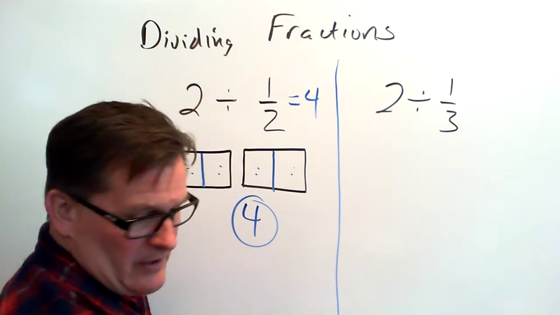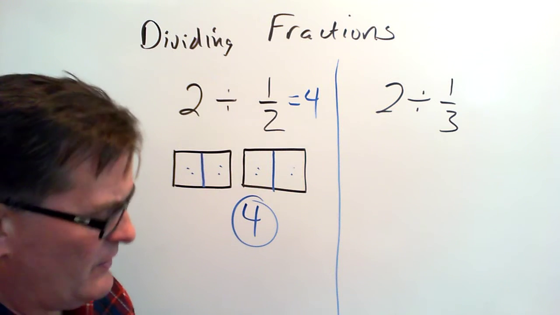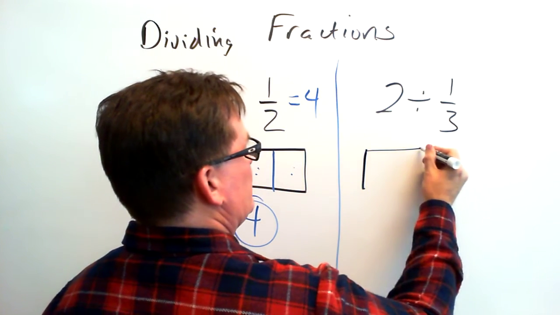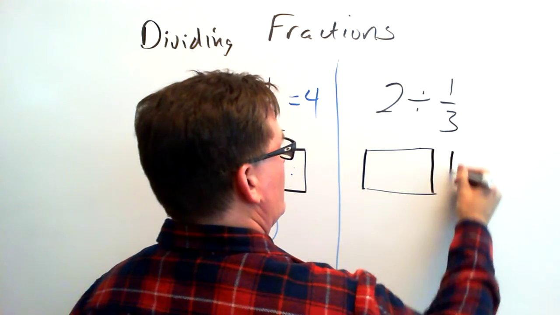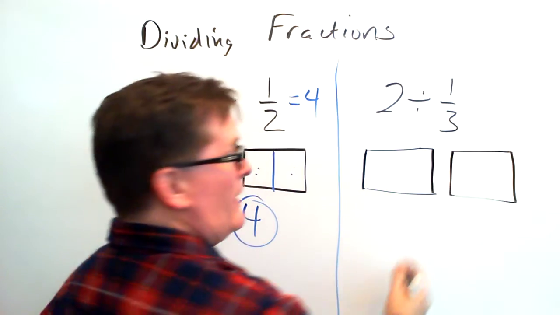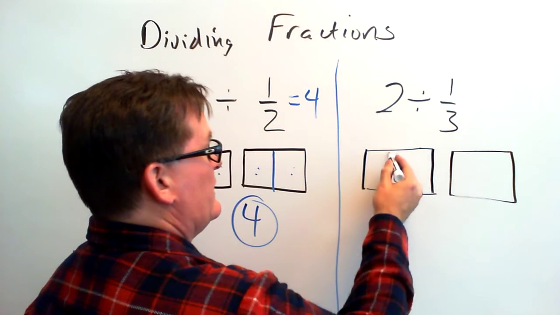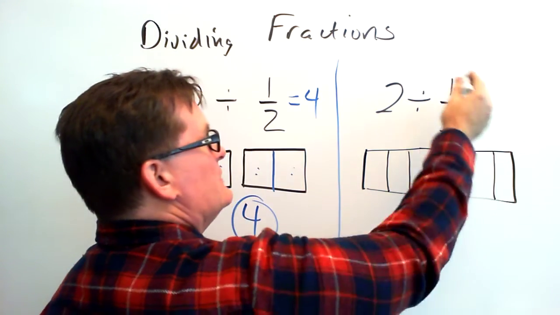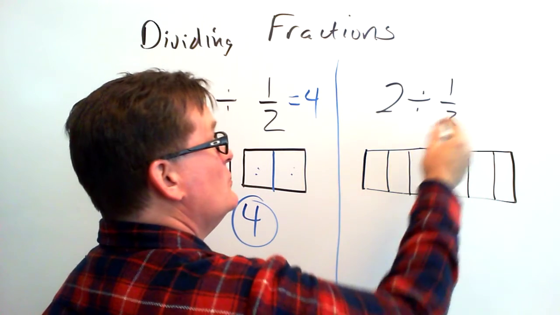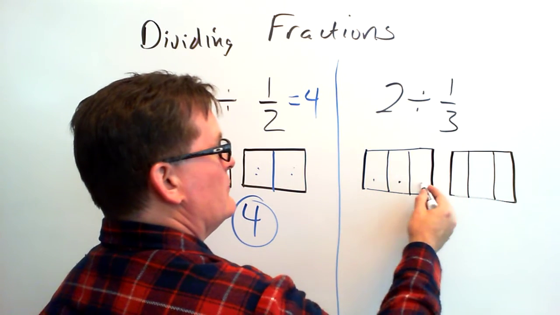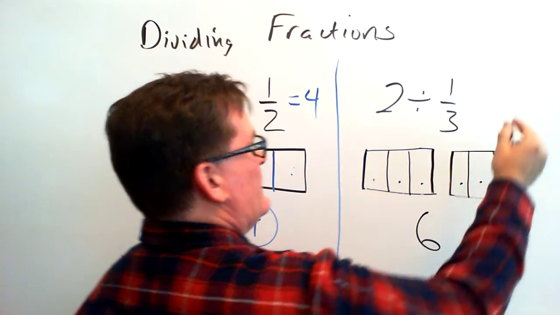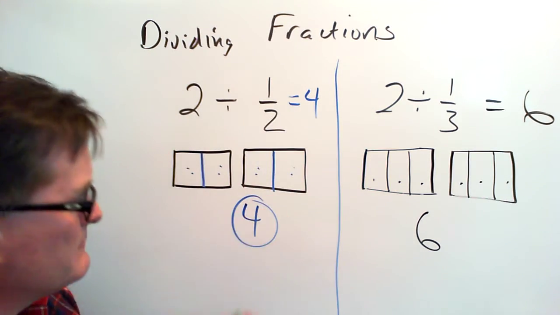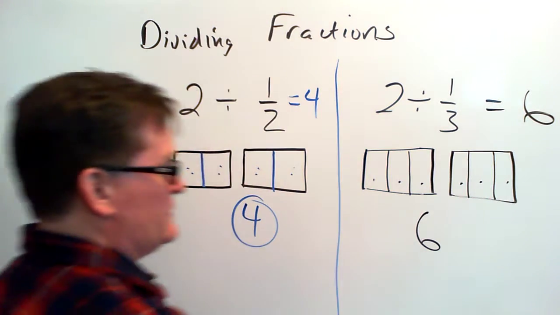So let's do the same with this. We'll draw a line here so we know we've got 2 separate problems. If I take 2 and break it up into thirds, so let's take the same 2 wholes, you probably already have this figured out in your head. I break it up into 1, 2, 3, 1, 2, 3. So how many thirds can I get out of 2 wholes? The answer is 1, 2, 3, 4, 5, 6. So the answer to that is 6. You can see through modeling why this works.